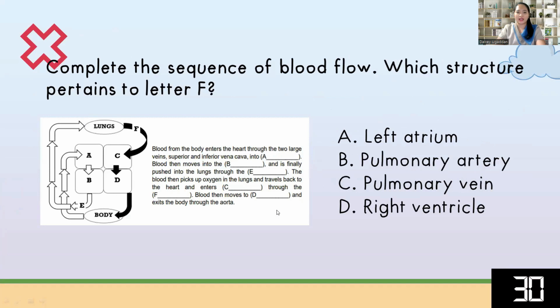Use the image on the left side to analyze and answer question number 19. Complete the sequence of blood flow. Which structure pertains to letter F? Blood from the body enters the heart through the two large veins, superior and inferior vena cava, into A. Blood then moves into the B and is finally pushed into the lungs through the E. The blood then picks up oxygen in the lungs and travels back to the heart and enters C through the F. Blood then moves to D and exits the body through the aorta. Is it A, left atrium, B, pulmonary artery, C, pulmonary vein, or D, right ventricle? You may answer or key in your answer in the comment section.